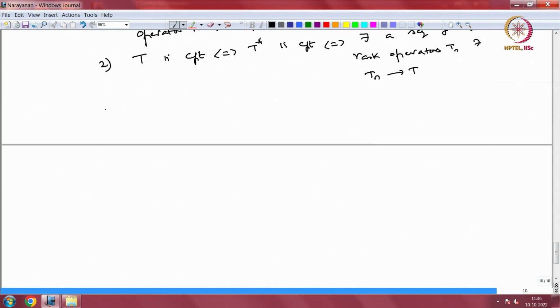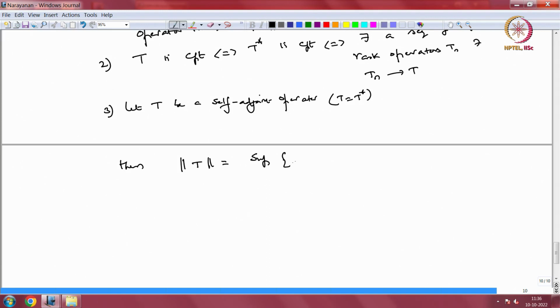Okay. So, third fact, this is important, let T be a self adjoint operator. So, what is self adjoint? That is T equal to T star, right. Then if T is a self adjoint operator, then the norm of T, that is the operator norm, is the supremum of the absolute value of the inner product of T H with H, with norm H equal to 1.